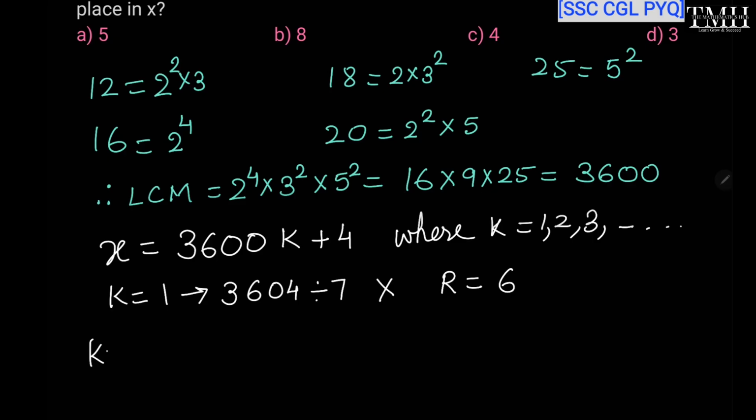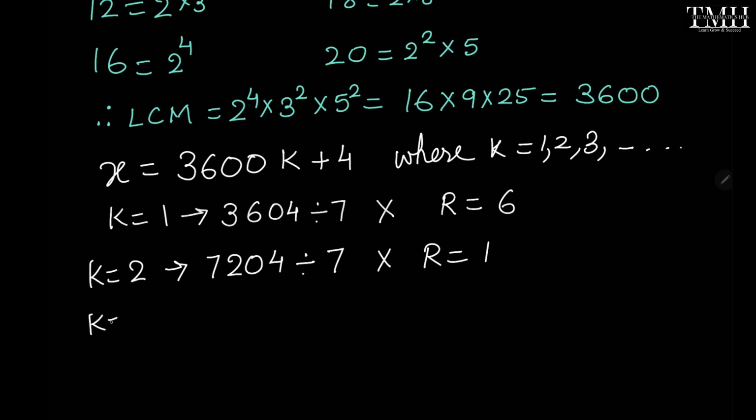When k is equal to 2, then the number x is equal to 7204, and when we divide it by 7, is it completely divisible by 7? No, because there will be remainder 1. So this number is also not possible. When k is equal to 3, then what will happen? It is 10,804.